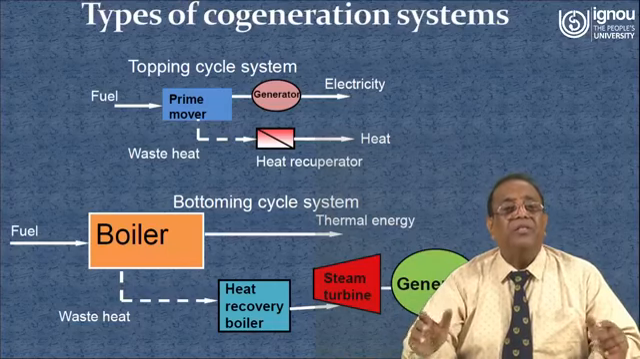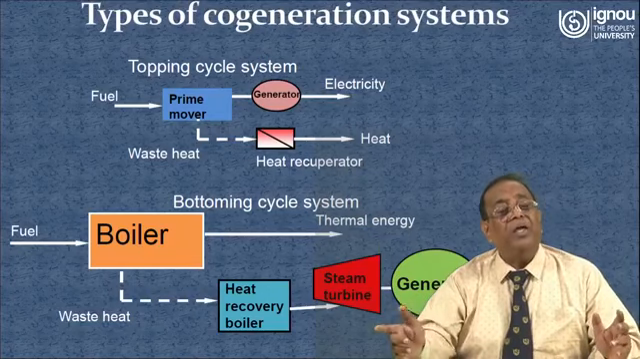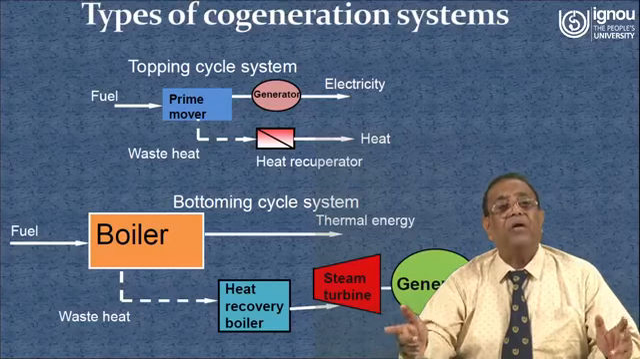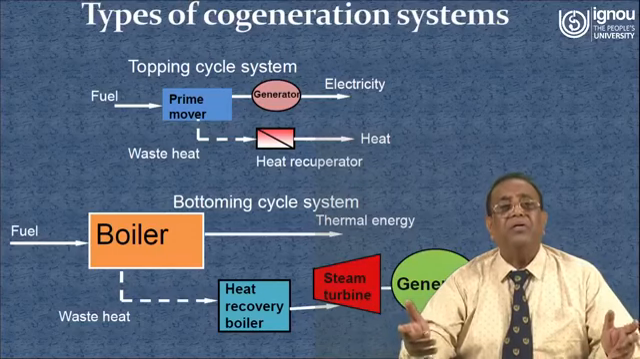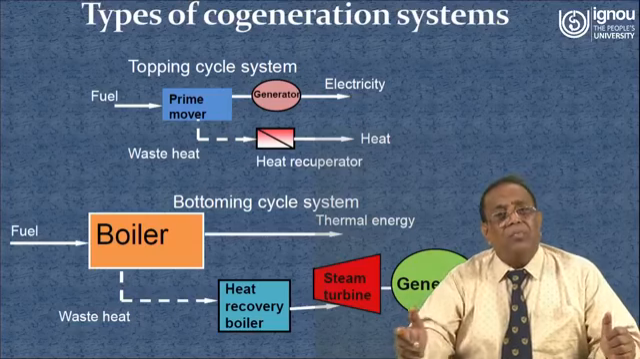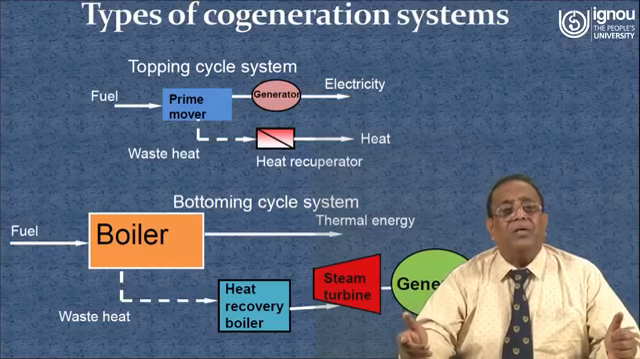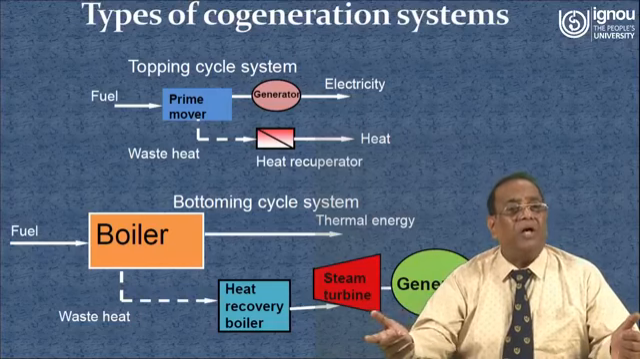So, this system is known as the topping cycle, because we get heat as a byproduct, but our main important aspect is to generate electricity. In the bottoming cycle, our main important thing is to generate thermal energy.